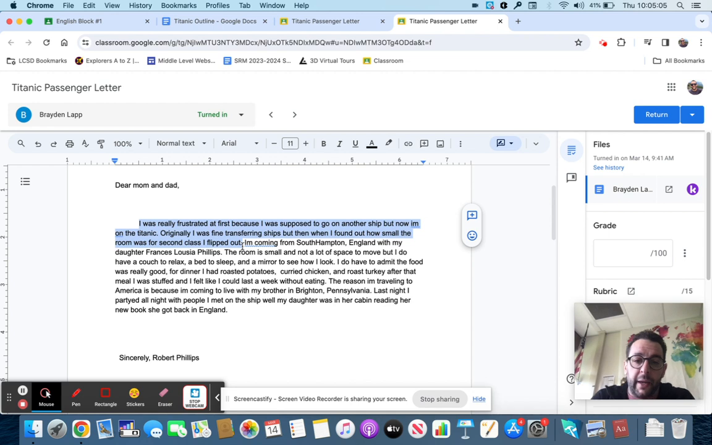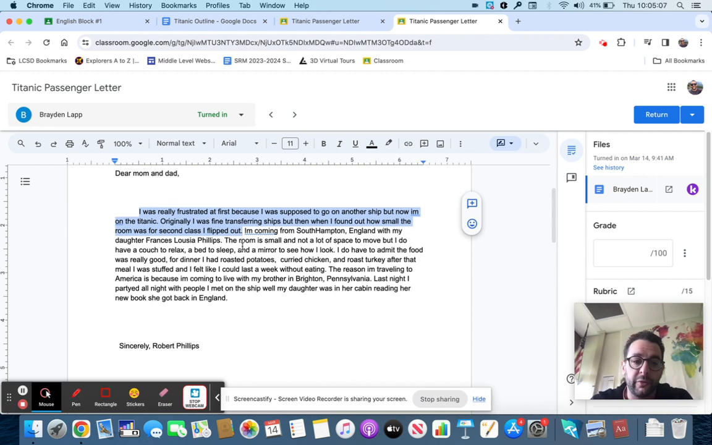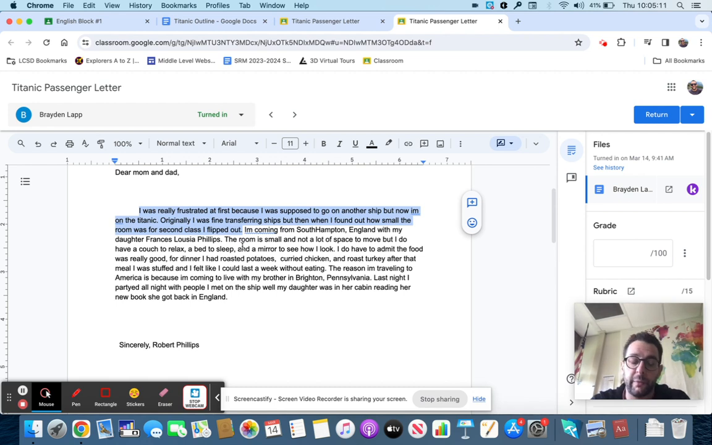I'm coming from Southampton, England, with my daughter Frances Louisa Phillips, and the room is small and not a lot of space to move, but I do have a couch to relax and a bed to sleep and a mirror to see how I look. I do have to admit the food was really good. For dinner, I had roasted potatoes, curried chicken, and roast turkey. After that meal, I was stuffed and I felt like I could last a week without eating.